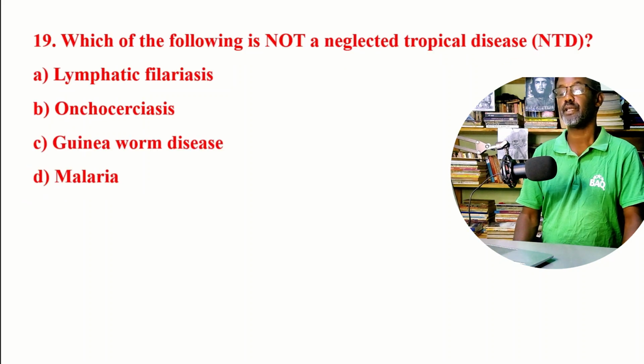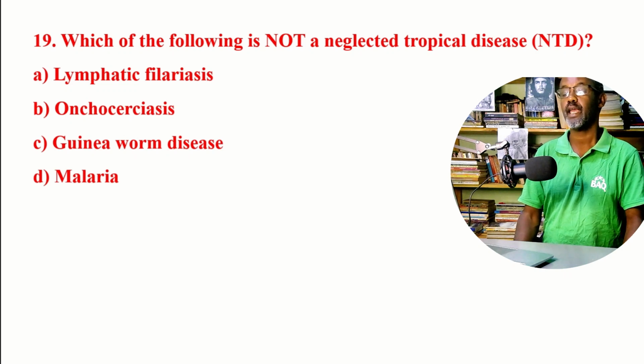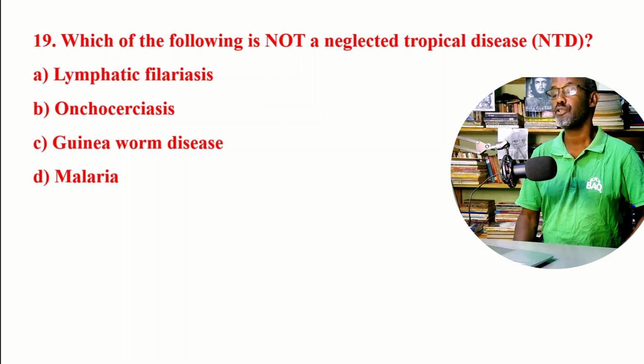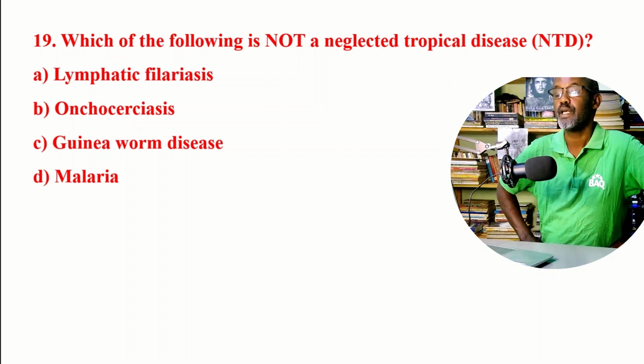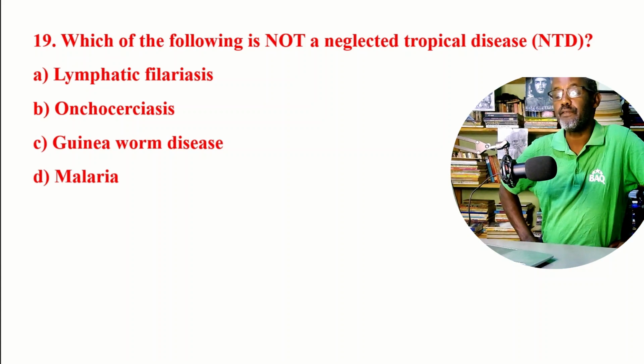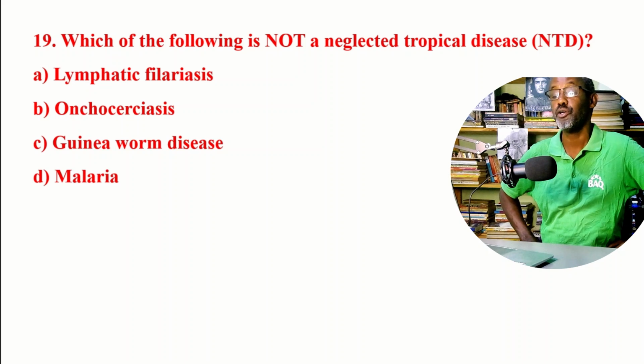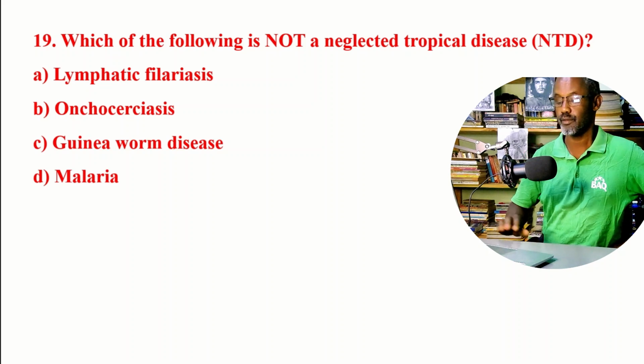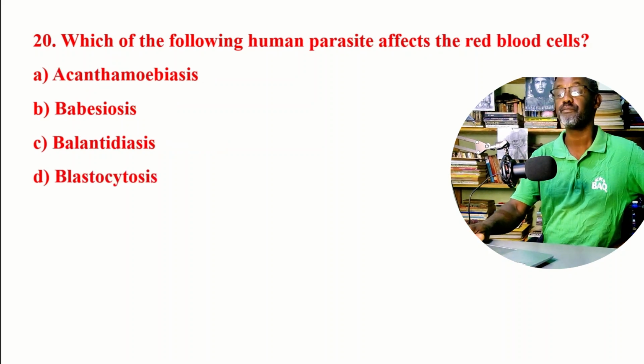Question number 19. Which of the following is not a neglected tropical disease, NTD? A. Lymphatic filariasis. B. Onchocerciasis. C. Guinea worm disease. D. Malaria. I will leave this question also for you to search because you can.